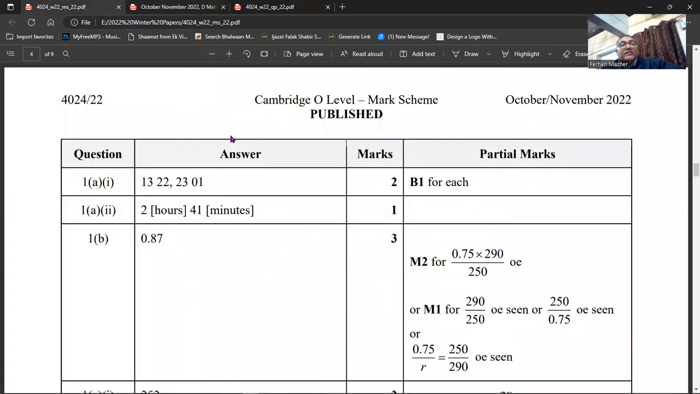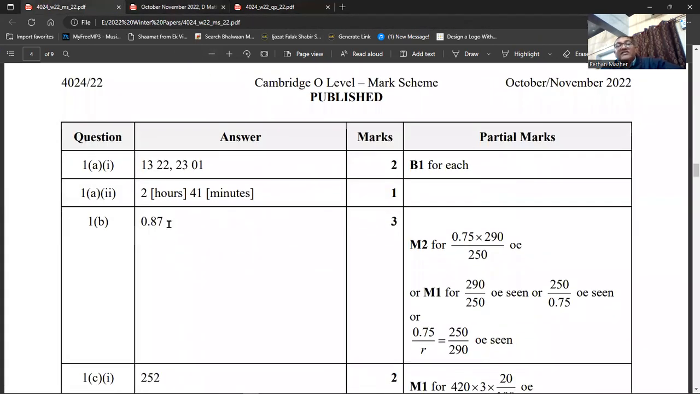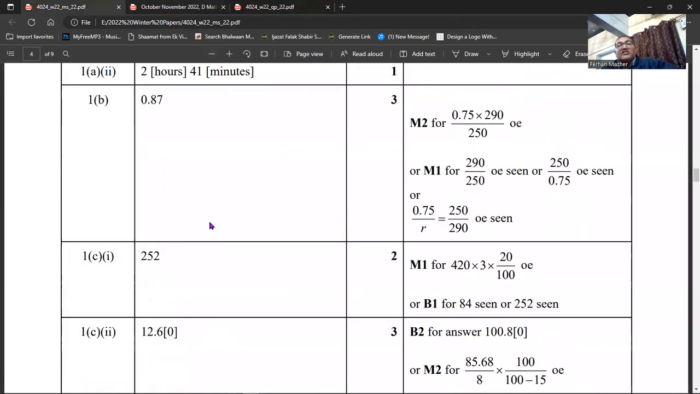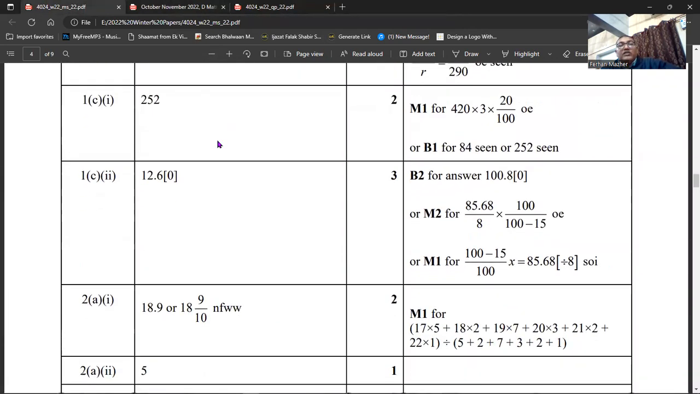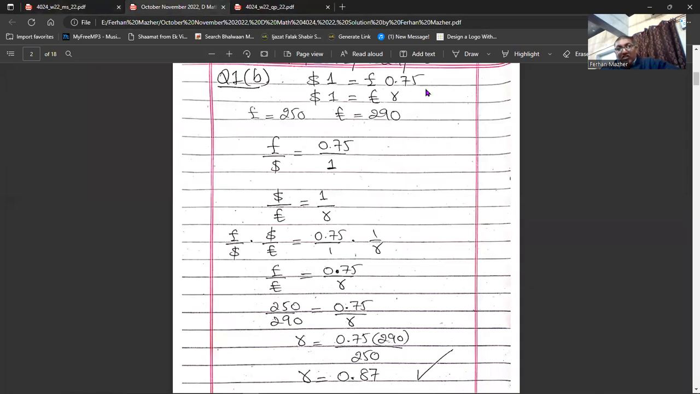The whole question is showing up. 0.87 is the right answer. Our answers are right. This is the answer. You can pause the video if you want more time with this question. This is the whole part.